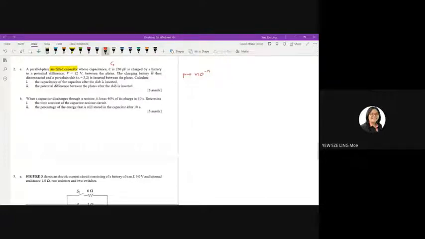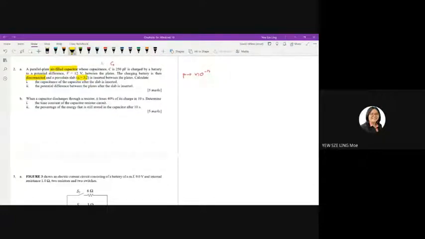It's charged by a battery to a potential difference V equals 12 volts between the plates. The charging battery is then disconnected and a porcelain slab is inserted between the plates. So calculate the capacitance of the capacitor after the slab is inserted. So now you want to calculate the new C. You are given epsilon R. This one is your dielectric constant.